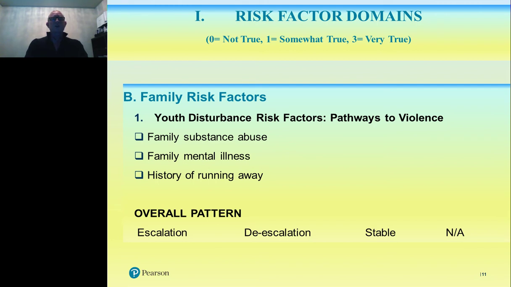So again, after evaluating all of these risk factors and disturbance risk factors on a score of 0, 1, or 2, you would estimate, is this an escalation of concern, a de-escalation, or a stable concern? And when I do my write-ups, I will go through each of these factors and indicate my coding, and then use the language of this is an escalating pattern to be considered for future intervention planning.